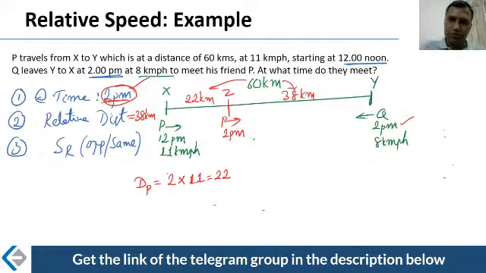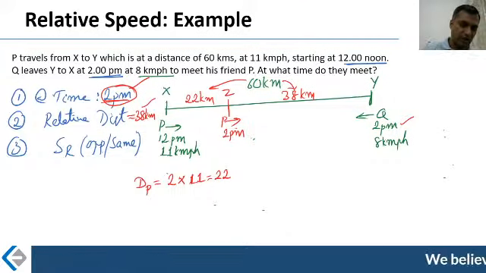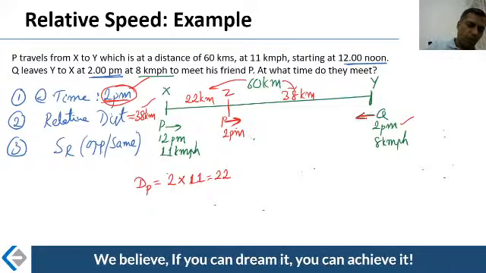At 2 p.m. the relative speed is coming into the picture, and the distance to be covered under the relative speed is 38 kilometers. Are they moving in the opposite direction? Yes. If they are moving in the opposite direction, the relative speed will be the sum of the speeds. What is the sum of the speeds here? 11 plus 8, which is nothing but 19 kilometers per hour. All my ingredients are ready.